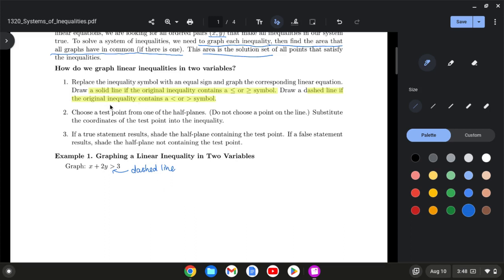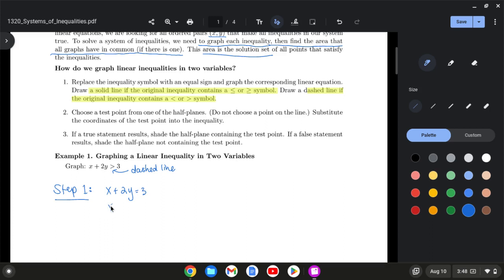All right, so then the other part of step 1 is we need to replace this greater than sign with an equal sign. So step 1. So here is what we're going to focus on graphing. And to graph this, I'm just going to go ahead and find all of my intercepts.